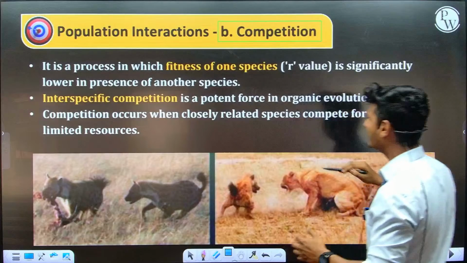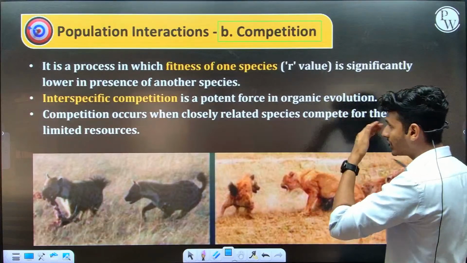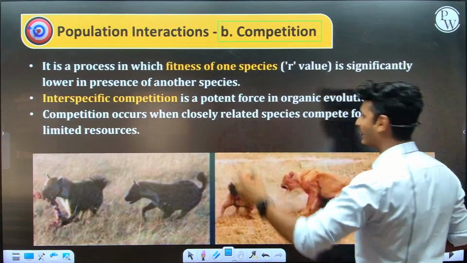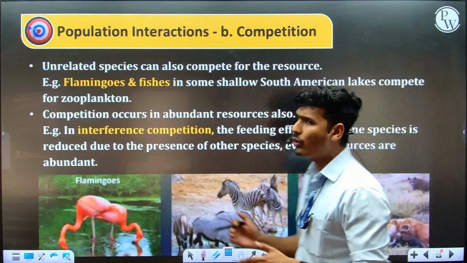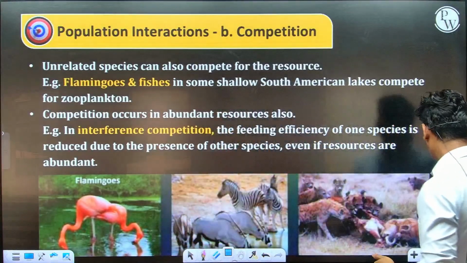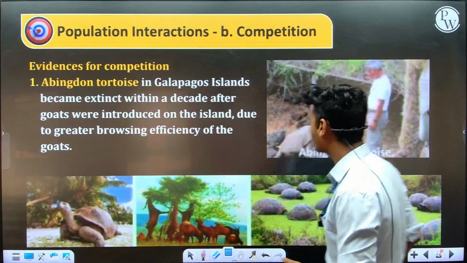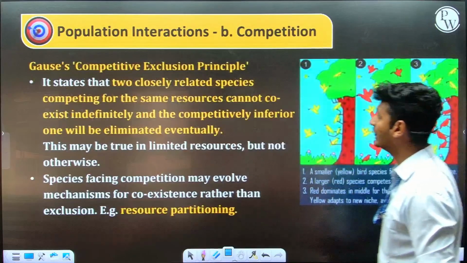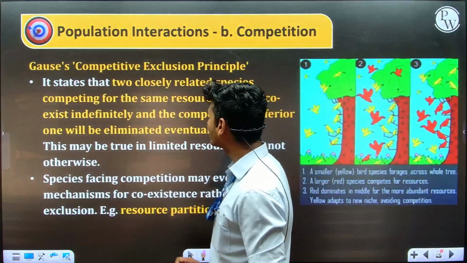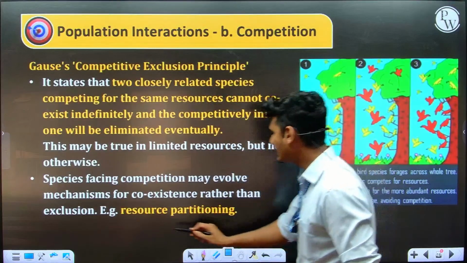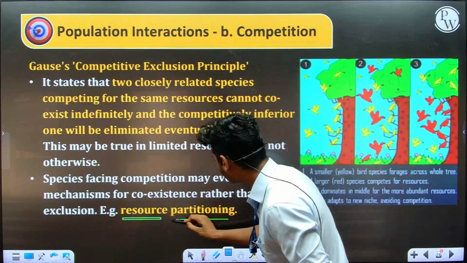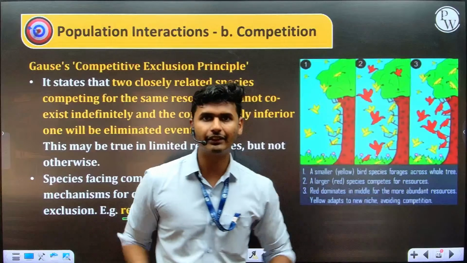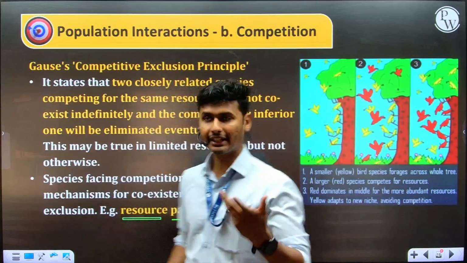Interspecific competition is a potent force in organic evolution, and competition occurs when closely related species compete for the same limited resource. Now, how can we avoid competition? We can avoid competition by using one methodology that is known as resource partitioning. Now, what exactly is resource partitioning? Resources are divided equally. One resource, 2 competitors, let's divide it equally. By using this, we can avoid the competition.